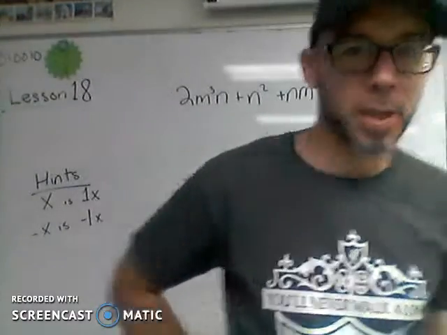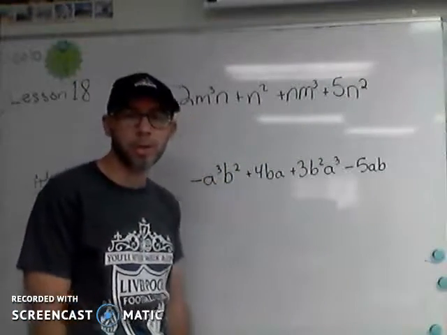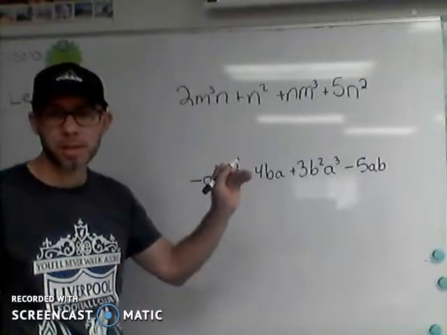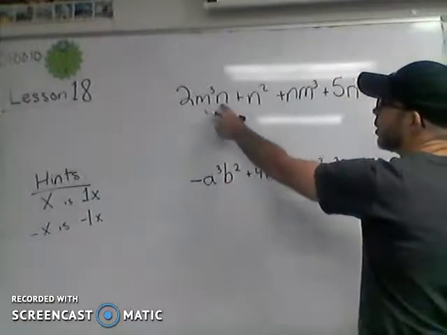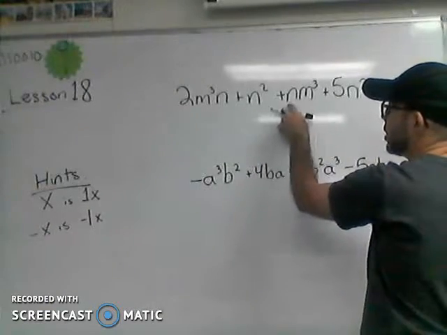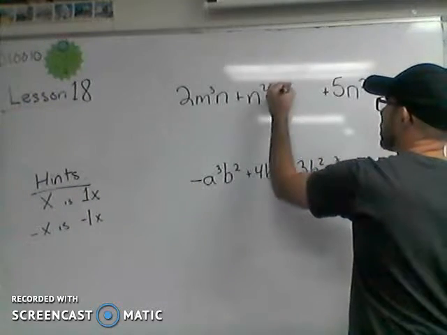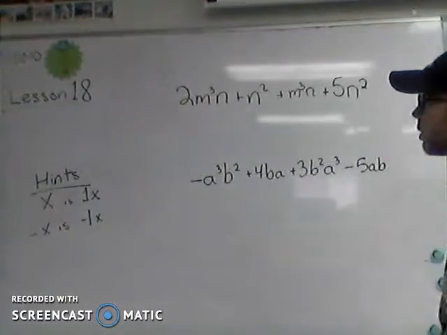Let's take this top one here, and some of the stuff is not in alphabetical order, so let's do that first in order to see everything, see if it looks the same. So M comes before N. That one's good, not going to change it. This one, I'm going to change to M cubed N. All right, everything else. There we go.